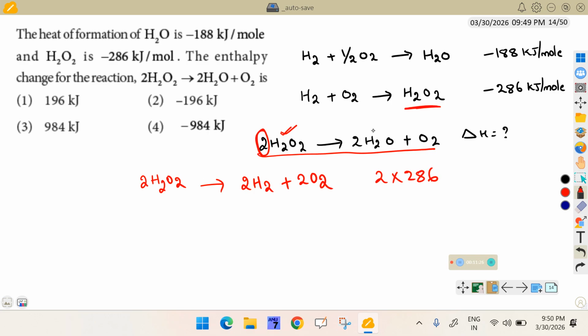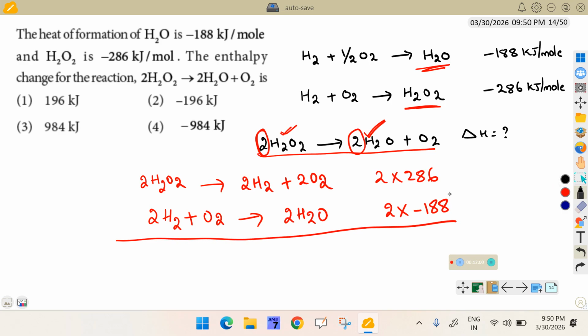And in the final equation H2O is the product. In the given equation H2O is the product, but in the final equation 2 moles of H2O is formed, while in the given equation only 1 mole of H2O is given. That's the reason the first equation is multiplied with 2. 2 moles of H2 plus O2 give rise to 2 moles of H2O. 2 into minus 188. Now simplify, add the equations.